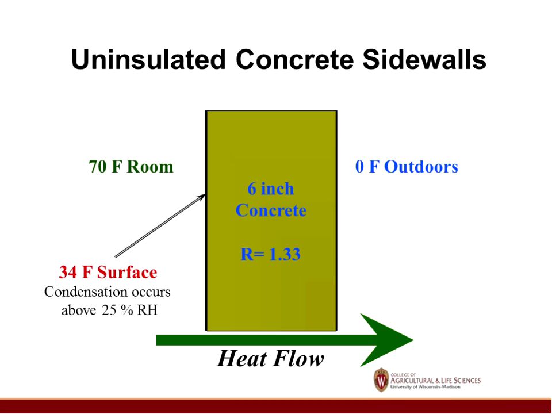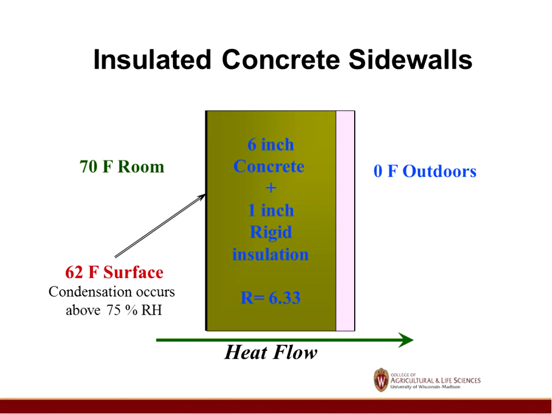So I talked a little bit about conduction heat loss. The main reason we're interested in insulation: if we have 0 outside and a 70-degree room inside, which actually is cold for some of our species, at 34 degrees we're going to have a 34-degree surface temperature, and we're going to get condensation at 25% relative humidity. This would be like if you live in a house and you get condensation on your windows. This is about the R value of a single pane window.